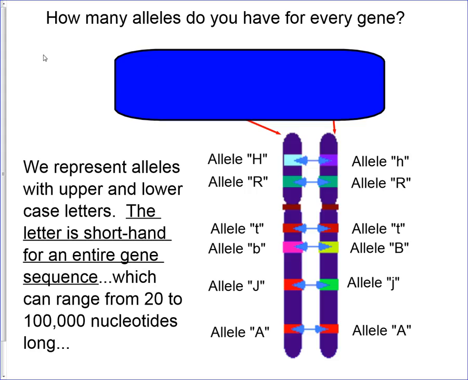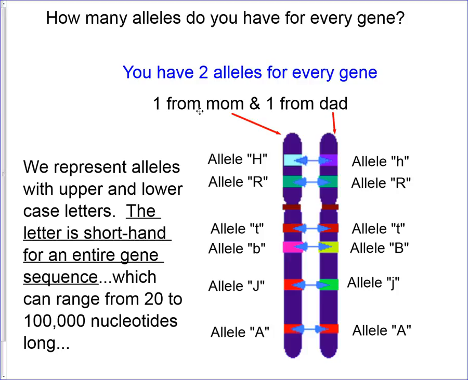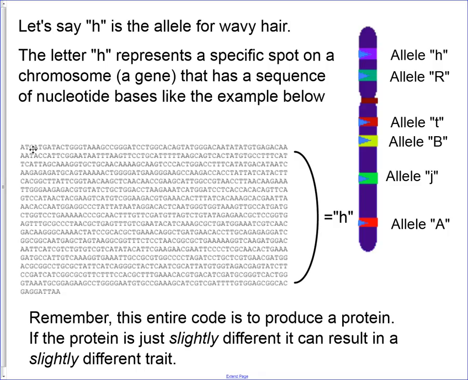How many alleles do you have for every gene? You have 2. One came from mom and one came from dad. We represent alleles with upper and lowercase letters, but remember, this letter is representing a whole sequence of an allele, of a chromosome. So it's really just shorthand for maybe 1,000 or 10,000 or 100,000 nucleotide bases in a sequence.